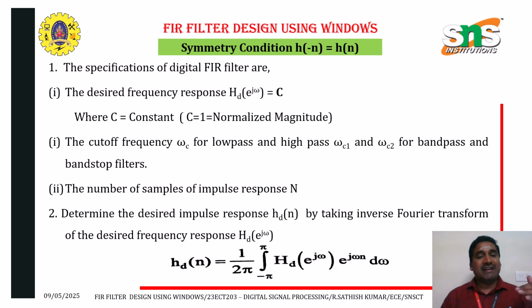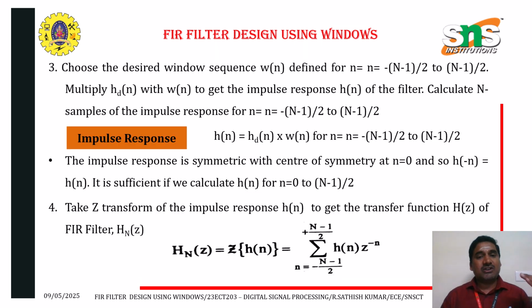Second, you can find the desired impulse response by taking the inverse Fourier transform of hd of e power j omega. hd of n is equal to 1 by 2 pi integral over minus pi to plus pi hd of e power j omega into e power j omega n into d omega. Next, choose the desired window sequence for n is equal to minus n minus 1 by 2 to plus n minus 1 by 2. h of n is equal to hd of n into w of n.